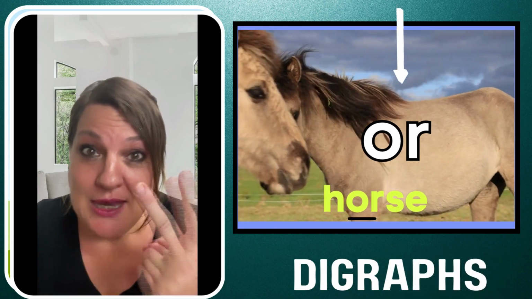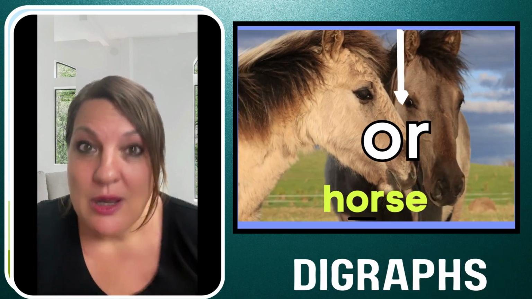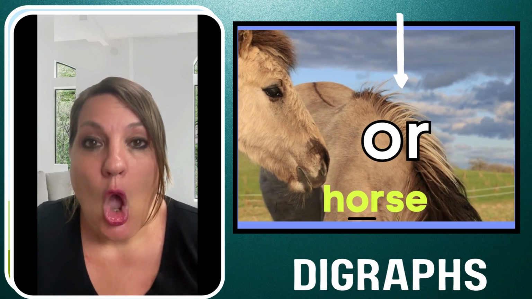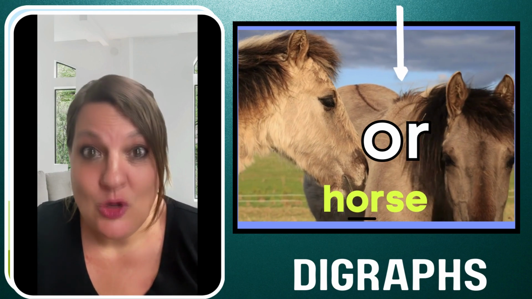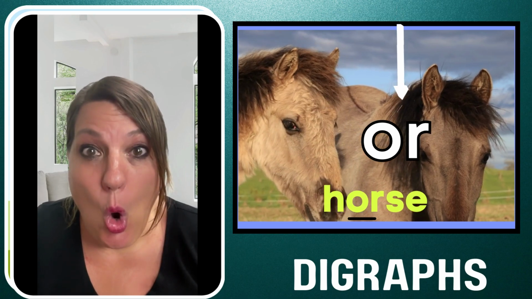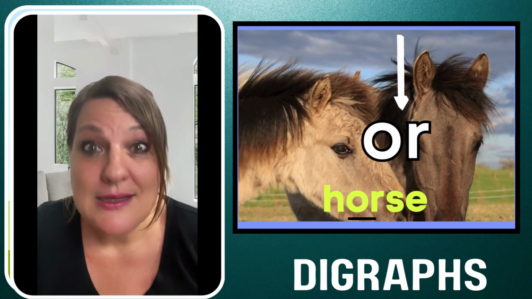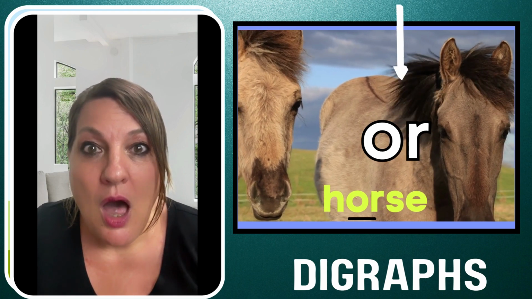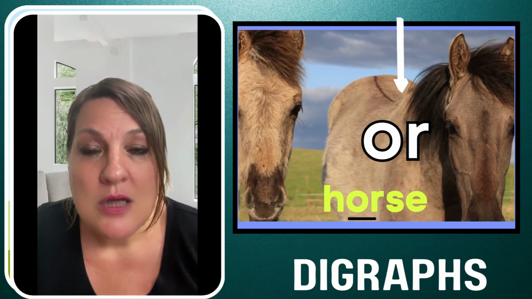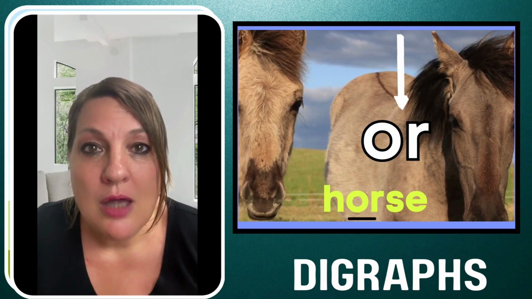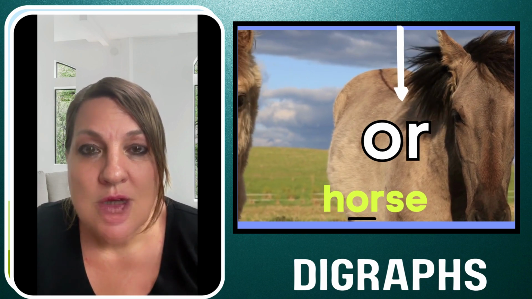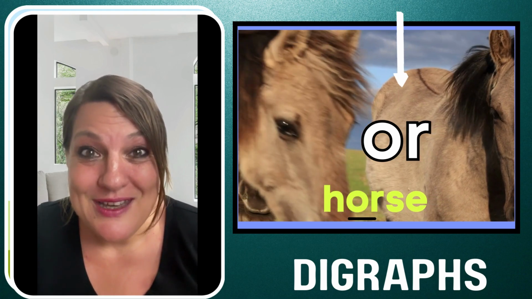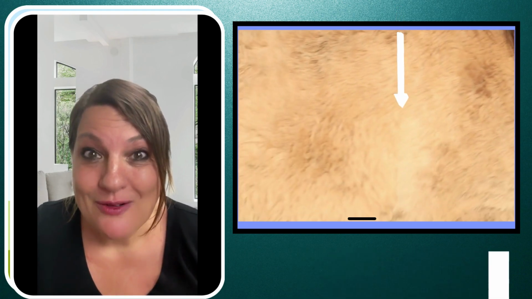OR. When these two letters come together, it makes the sound or. Or. Can you try it? Or. Good. Now let's say the word together. Horse. Or. Or. Horse. Perfect. Well done.